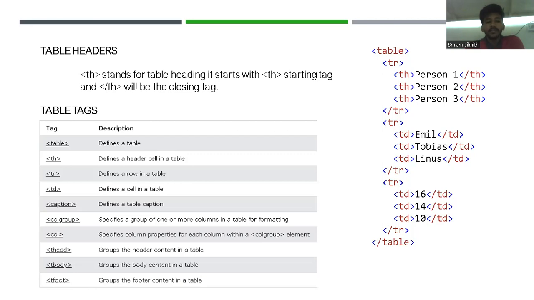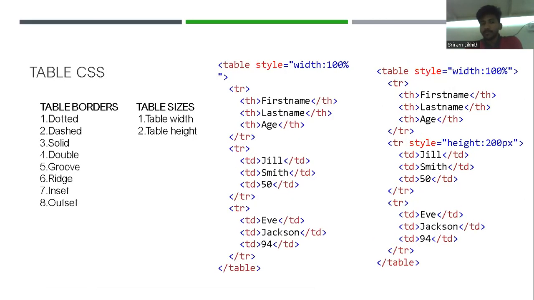THead groups the header content in the table. TBody groups the body content in the table. TFoot groups the footer content in the table. We won't use TFoot as much because we won't use a footer for every table. But the header of the table will be there.